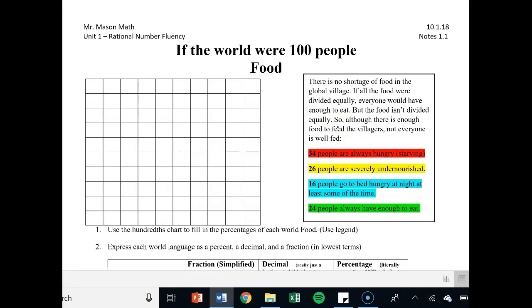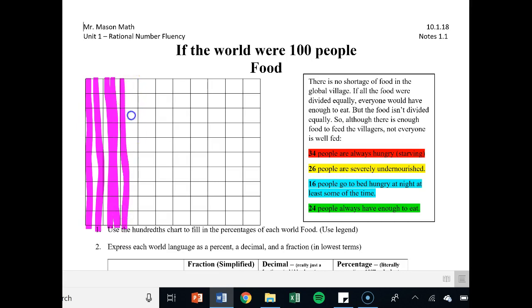So you're going to take your highlighter, and you're going to highlight if the village were just 100 people. This represents the entire world. 34 people would always be hungry or starving. So this is a 10 by 10 box, so it's 100. So you're going to take your purple highlighter and highlight a row of 10, doesn't have to be perfect, and 20, 30, and if I want 34, I get 1, 2, 3, 4 more, right?